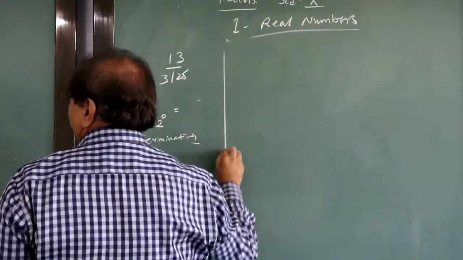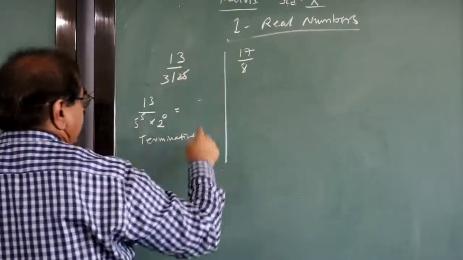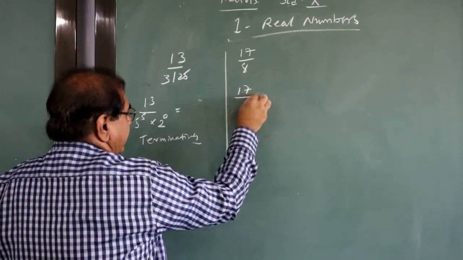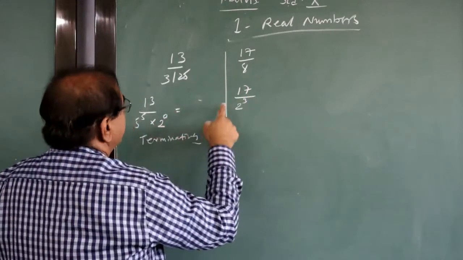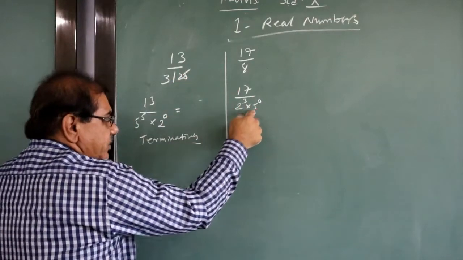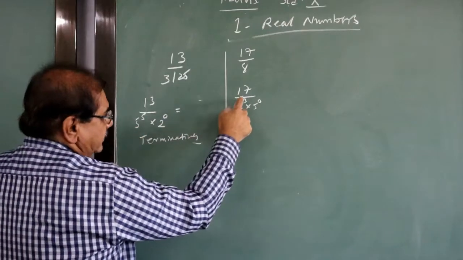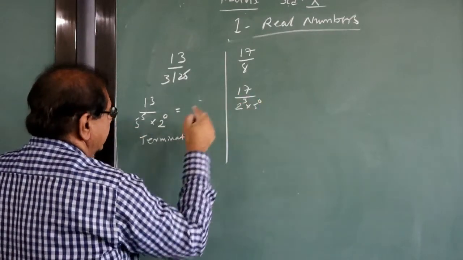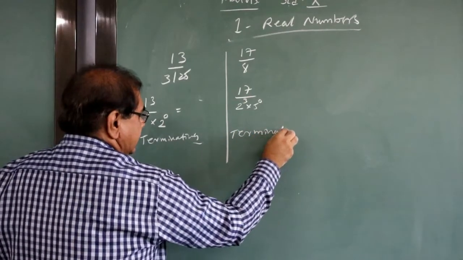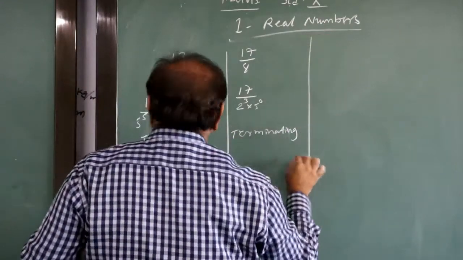Now we go for the second. 17 upon 8. So 17 is a prime number again. Factorize 8. 17 upon 8 means 2 cube. So 2 cube means it is multiplied by 5 raised to 0. So again q has prime factors in the form of 2 raised to m into 5 raised to n. So it is terminating. The decimal expansion is terminating. Take one more.